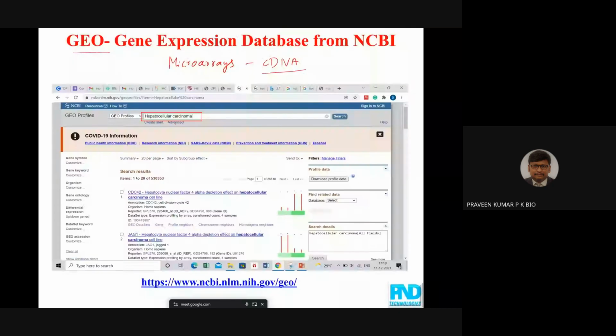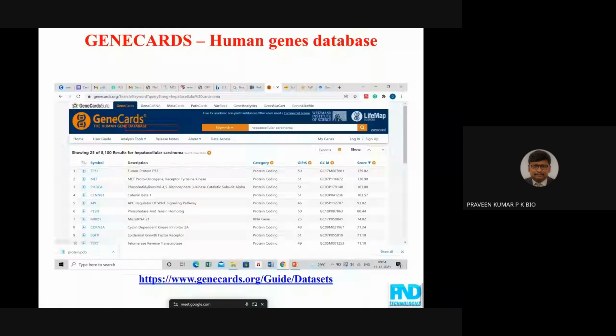In this case, I just searched for hepatocellular carcinoma. You can search for any kind of disease here in GEO Profiles, which is of course available in NCBI. Here you can find these datasets, and whatever you download, you can use tools to find the expression patterns and explore the statistics on that. Now, let me go with the next database called GeneCards.